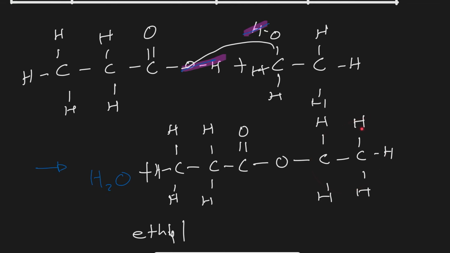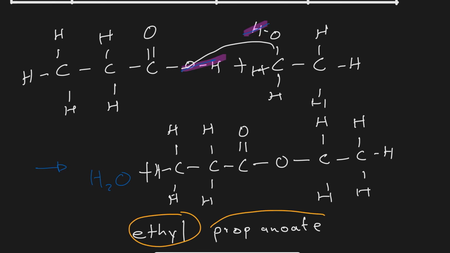And then the second part, we are going to name what? We are going to name the carboxylic acid. So now we can see the carboxylic acid is having what? 3 carbons. So if it is having 3 carbons, we're going to name it as a propanoate. So this is going to be ethyl propanoate. Yes, propanoate. So that is how we will label this ester.